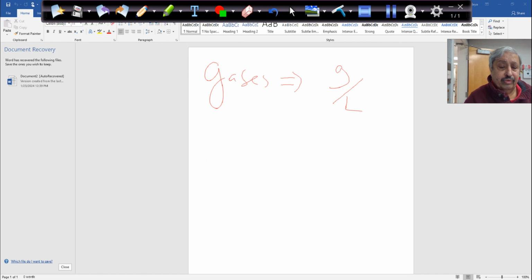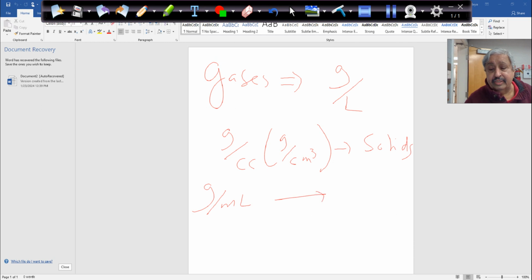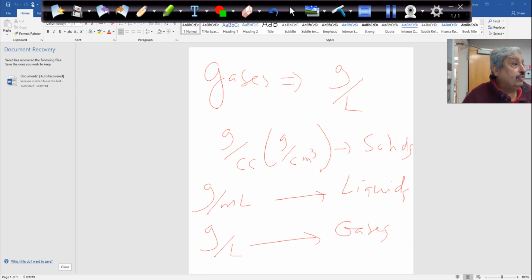So we have gram per cc or gram per centimeter cube, that's solids. Then we have gram per milliliter, this is liquids. And we have gram per liter, this is gases. This is the first thing we have to know about density. As I said, density is a ratio between mass over the volume, and since we have three different states, we can expect the units will be different each time.